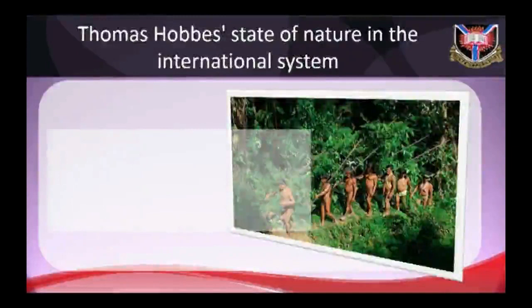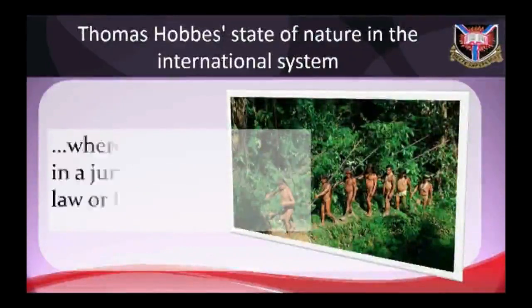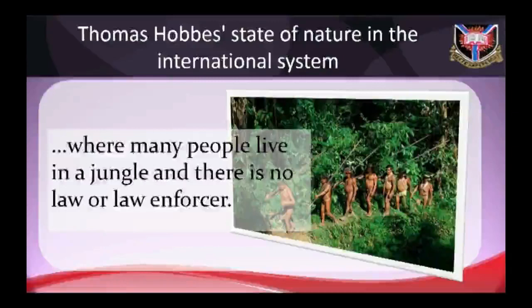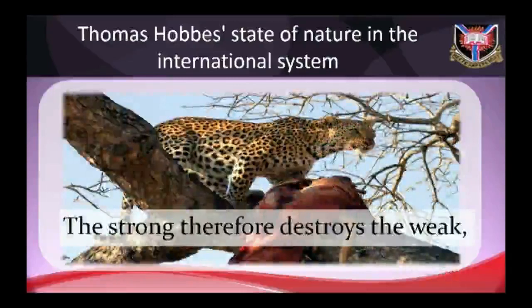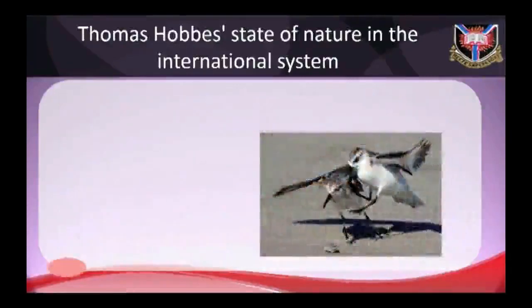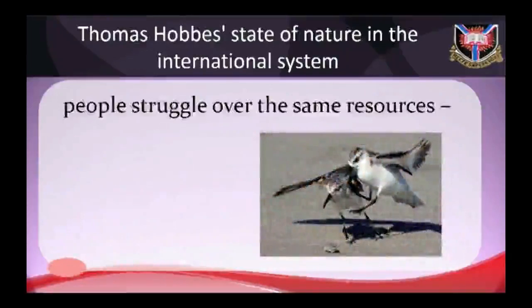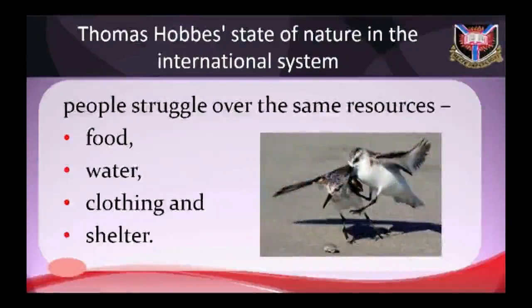Thomas Hobbes' state of nature is like where many people live in a jungle and there is no law or law enforcer. The strong therefore destroy the weak, and life is short and brutish as the people struggle over the same resources: food, water, clothing, and shelter. In this struggle, only the fittest survive.